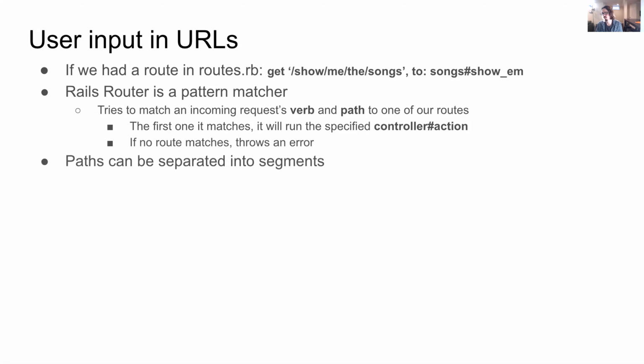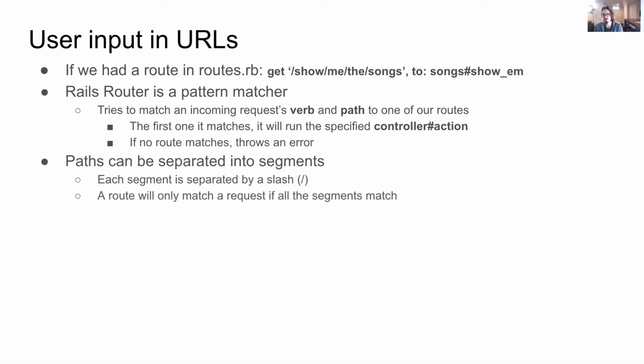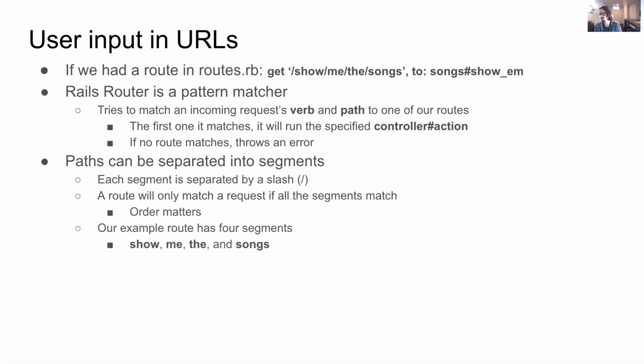Your paths, you can separate these into segments. Each segment is separated by a slash, and a route will only match a request if all the segments match. Okay, so what am I talking about here? If we look at our example route here of get to show me the songs, we can look at that as a route, or a path, with 4 segments. So our example route here has 4 segments: show, me, the, songs. So each slash creates a new segment in our route.